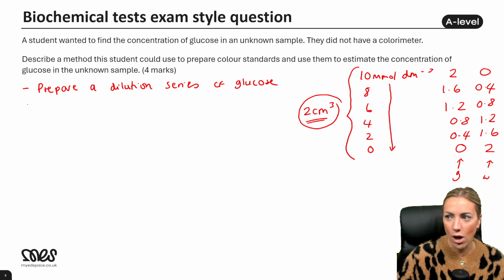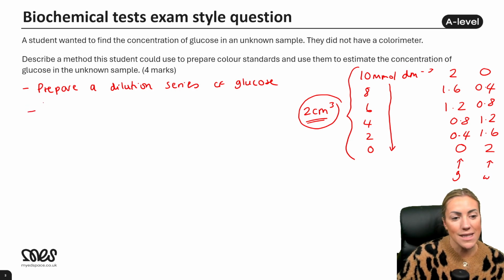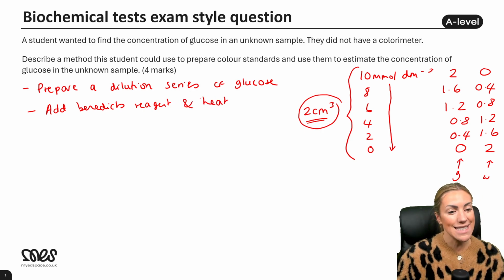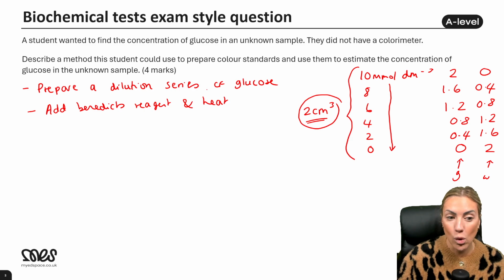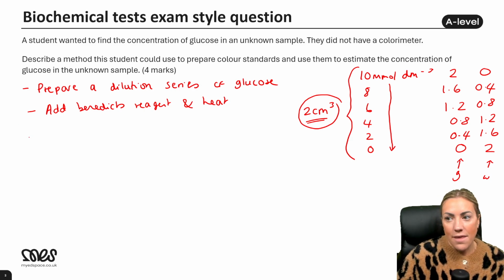So marking point 1 was to prepare a dilution series for glucose. Obviously, to all of those different concentrations, you would add Benedict's reagent, because this is glucose that we're testing for. So add Benedict's reagent and heat. Remember, to get the Benedict's test to work, you do have to heat it in a water bath at about 80 degrees Celsius. Then you would test your unknown concentration in the same way.